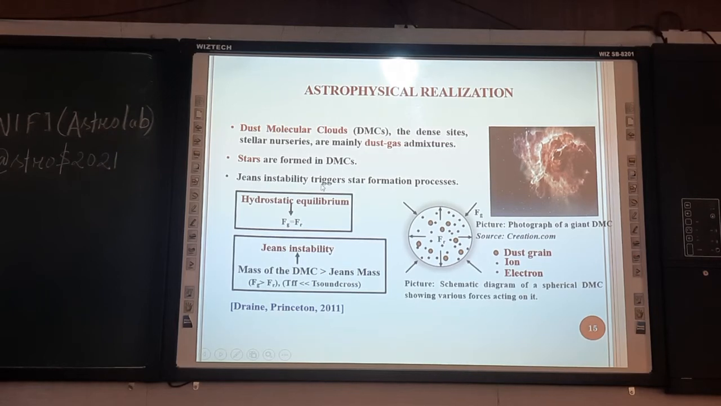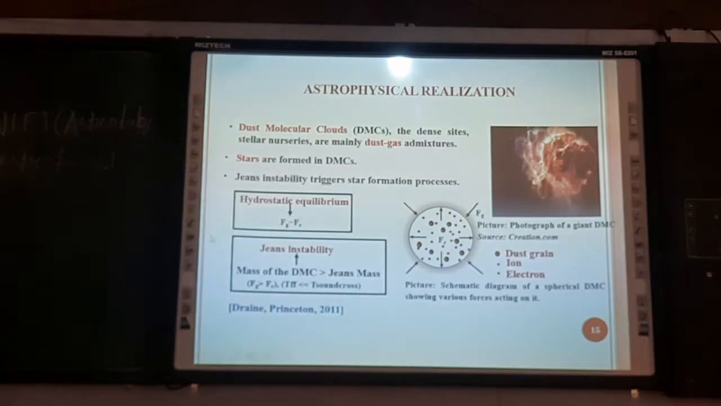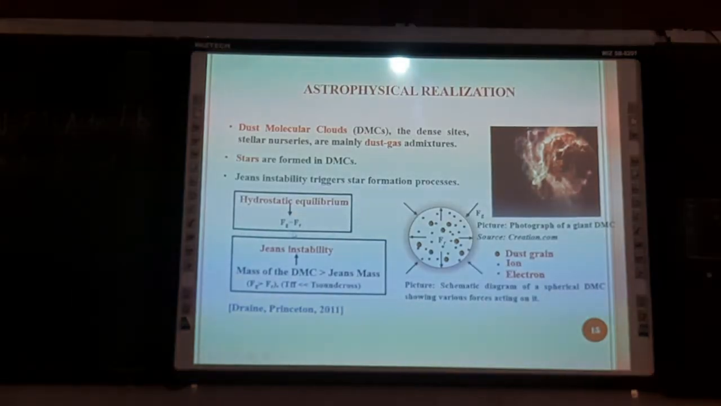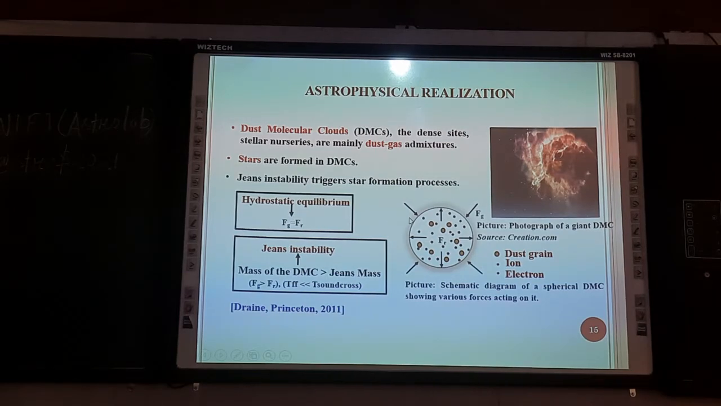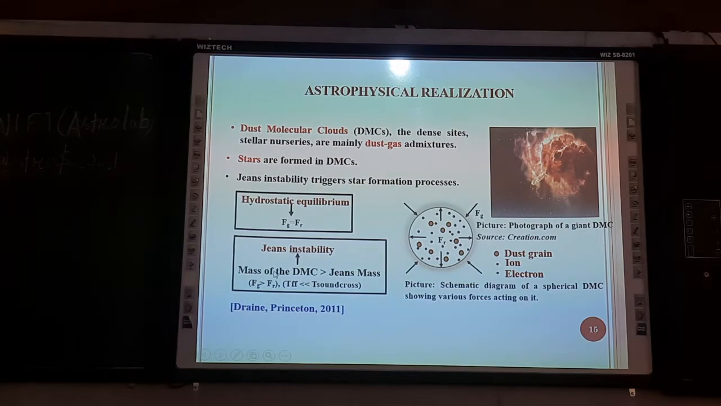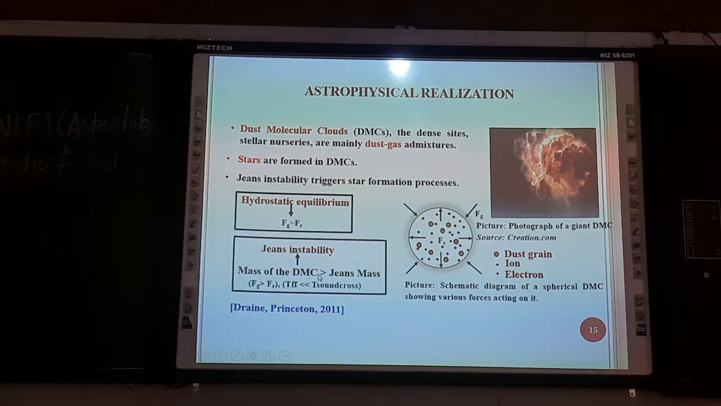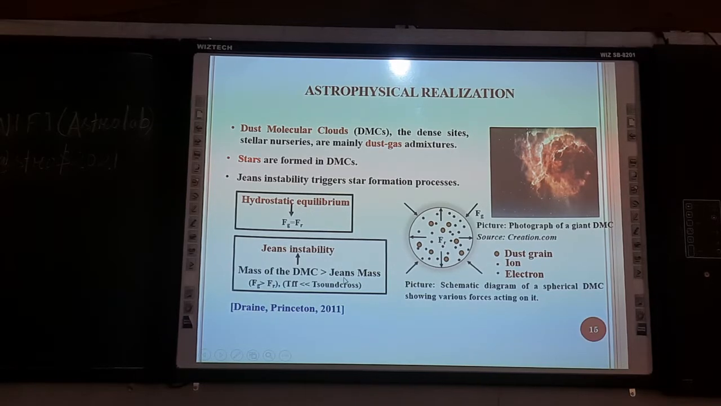It is the Jeans instability mechanism that triggers star formation out of these interstellar spaces, in the dense sites. And what is the equilibrium maintained? That is hydrostatic equilibrium, at the cost of inward gravitational force and outward radial force. So the gravitational collapse condition is achieved with the help of the mass of the dust molecular cloud just exceeding the critical Jeans mass.